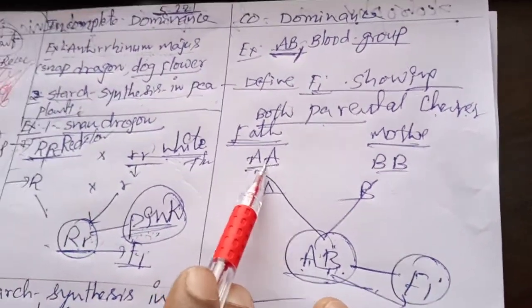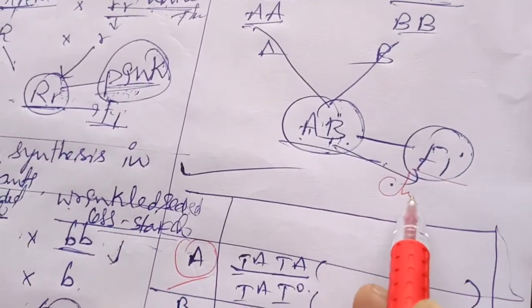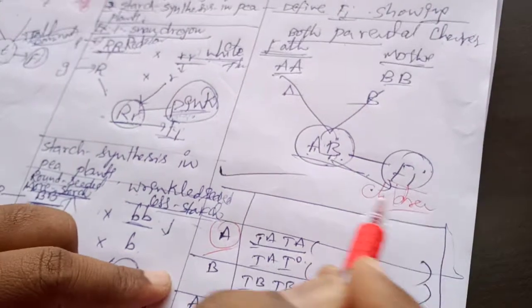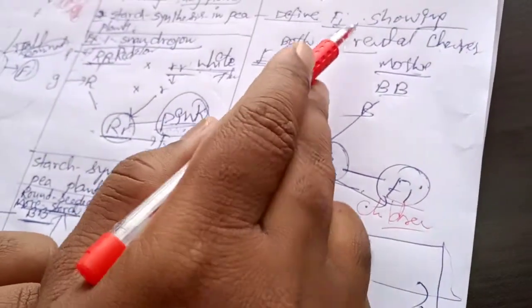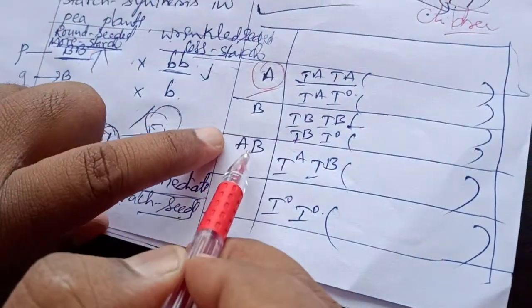So if the father is A blood group and the mother is B, the F1 children get both blood groups. That is the definition. Now, if you observe the blood groups, there are A, B, AB and O.